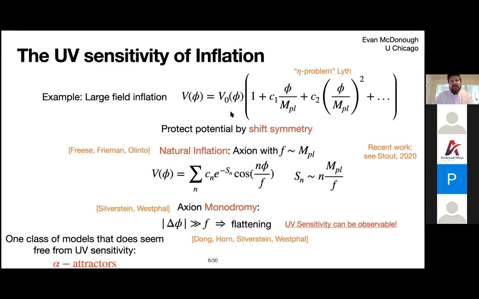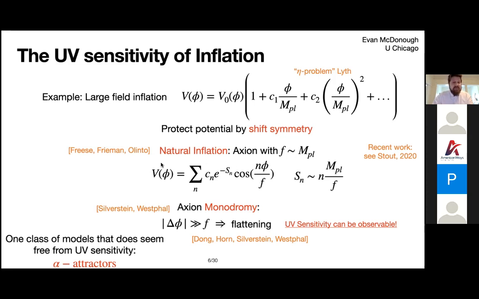Now, the way out of an eta problem, generally speaking, is to introduce a shift symmetry for your inflaton field. And historically, the first example to do this was natural inflation. You say you have a cosine potential, and if the decay constant in your cosine potential for this axion is Planckian, then it essentially becomes like m squared phi squared inflation.